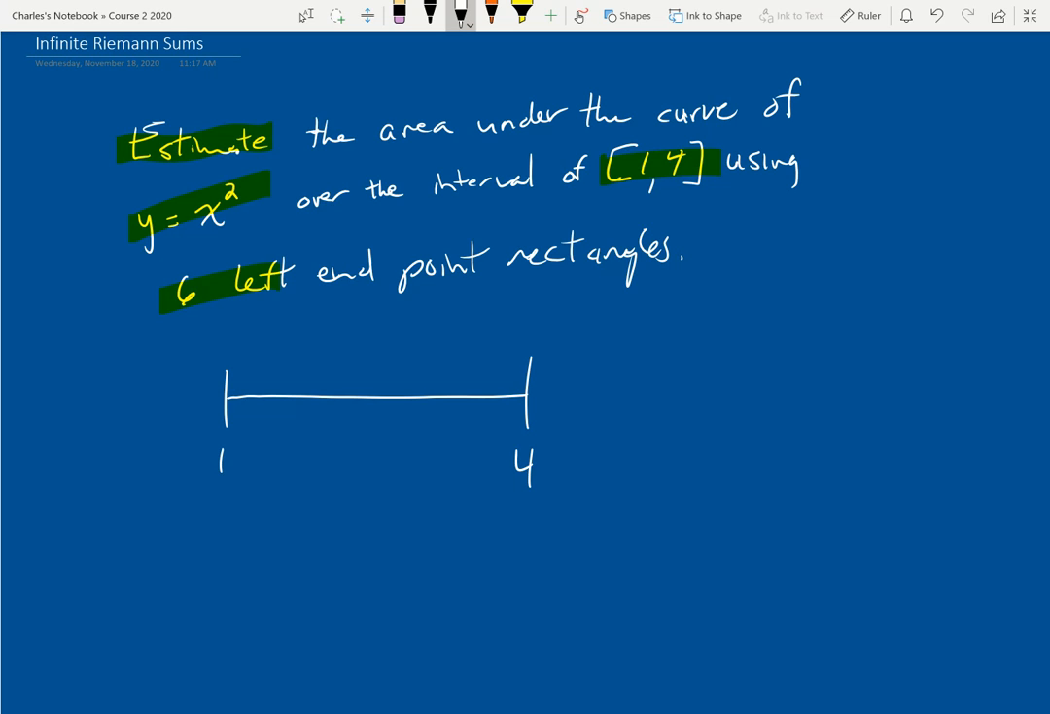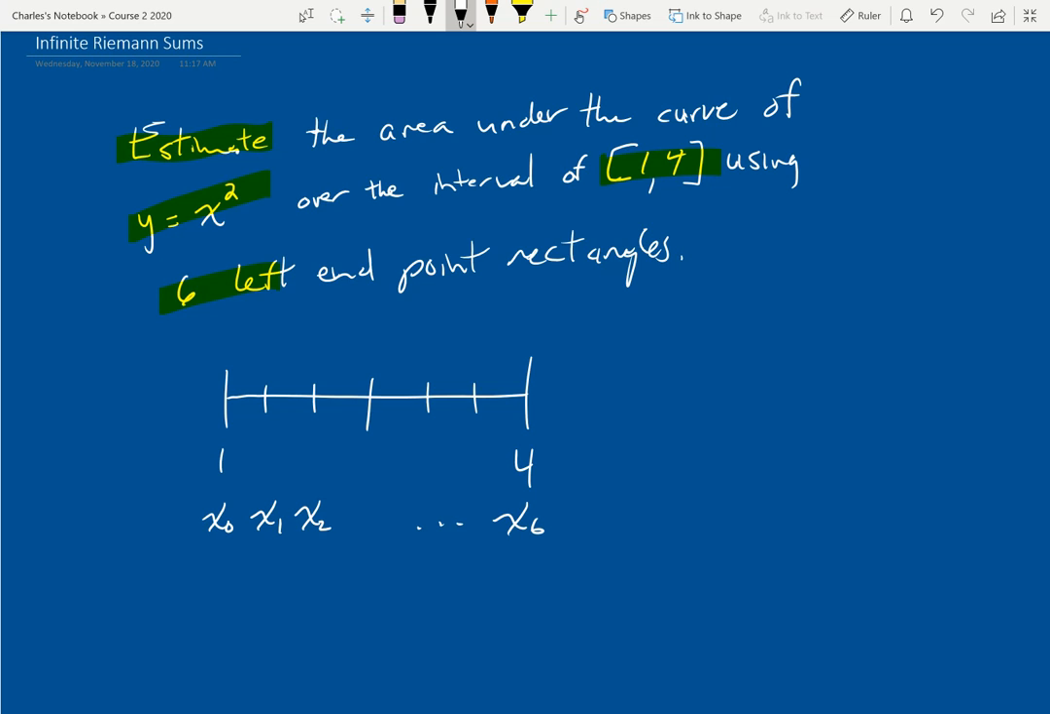And then I want to split that up into 6 equal sections. So how would that be? Let's see. And this is 1, 2, 3, 4, 5, 6. Okay, so those are 6 different rectangles, and you can kind of think of this as x sub 1, x sub 2, up to x sub 6.